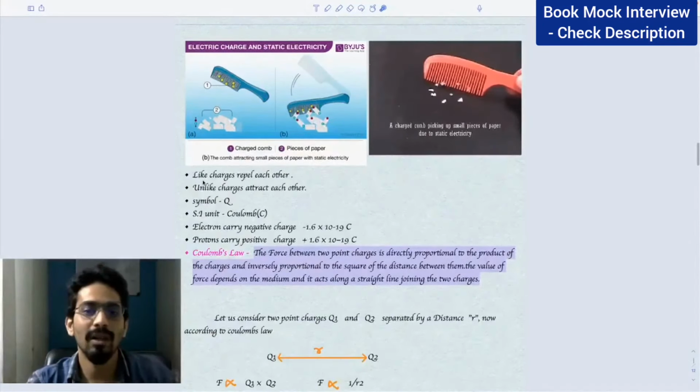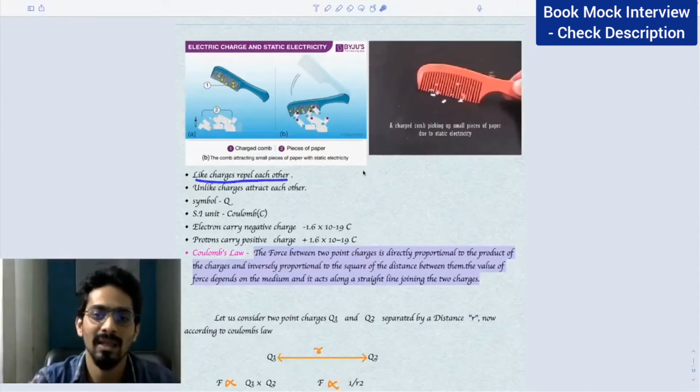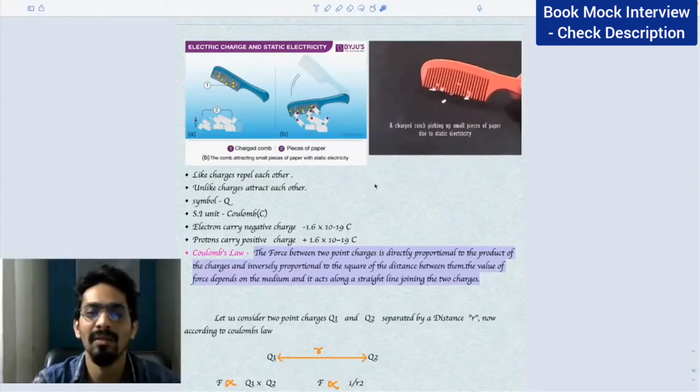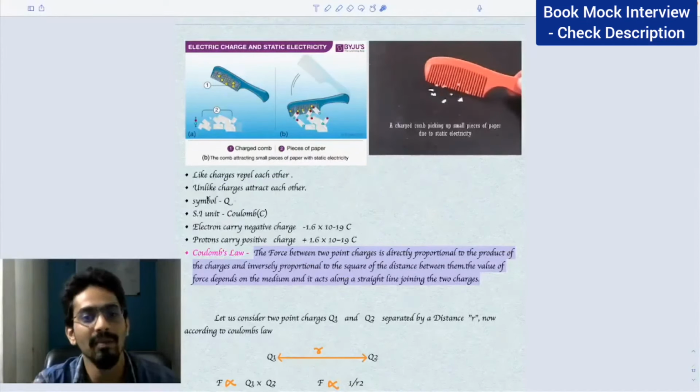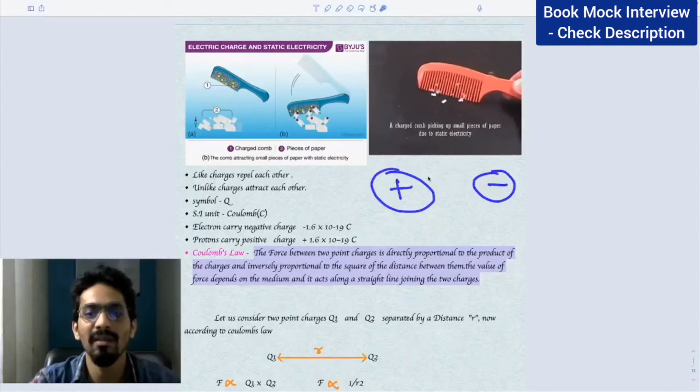Moving forward, like charges repel each other. For example, positive and positive would repel each other, or negative and negative would repel each other. Unlike charges attract each other. For example, positive and negative attract each other.